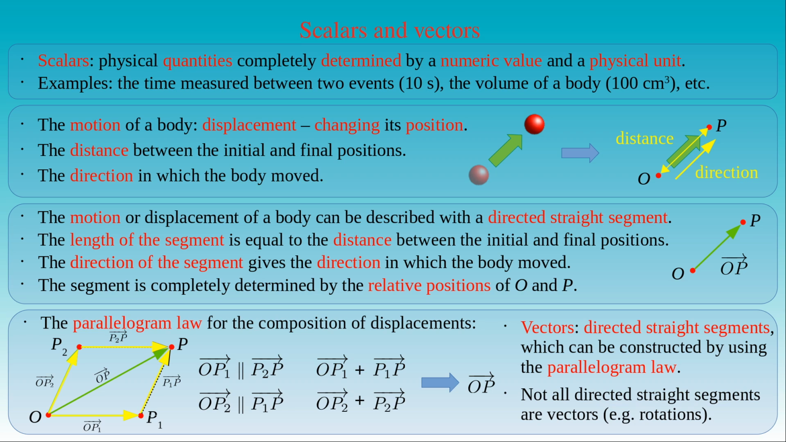For example, the rotation axes of spatial rotations are also represented with such segments, where the length and the direction of the segment indicate the rotation angle and the direction of the rotation axis. But the composition of such rotations is not commutative, that is, they don't obey the parallelogram law. Then the oriented rotation axes cannot be considered vectors.